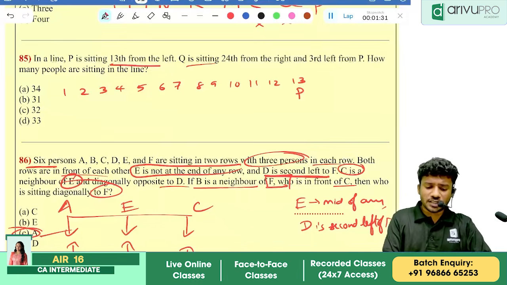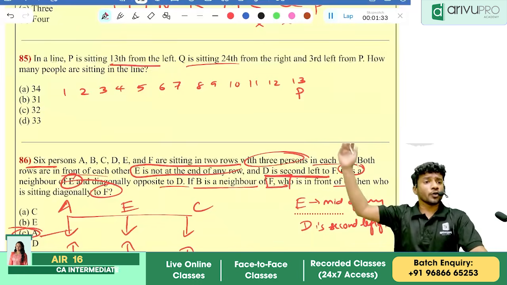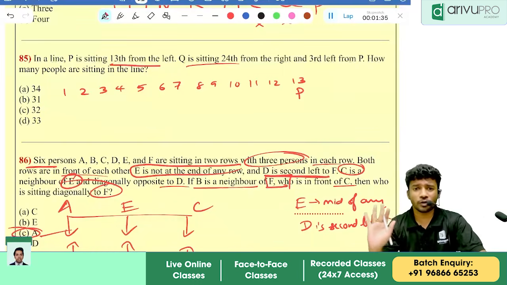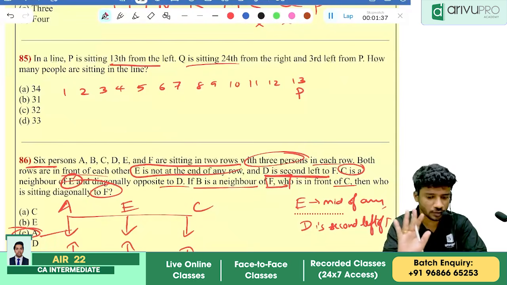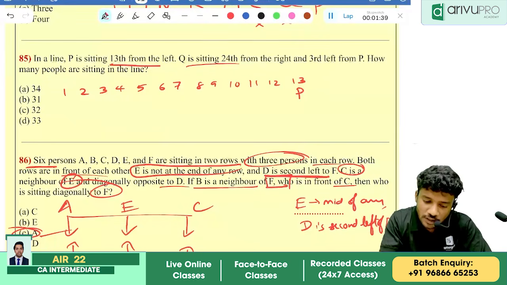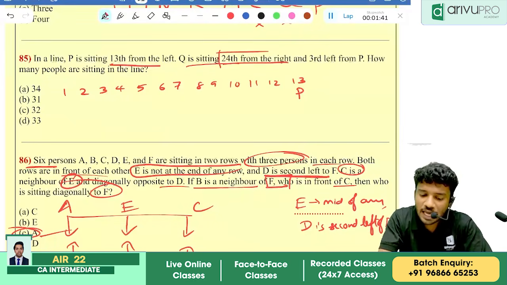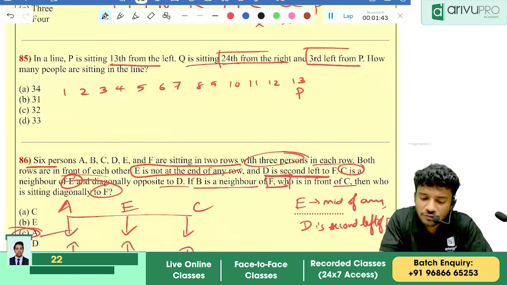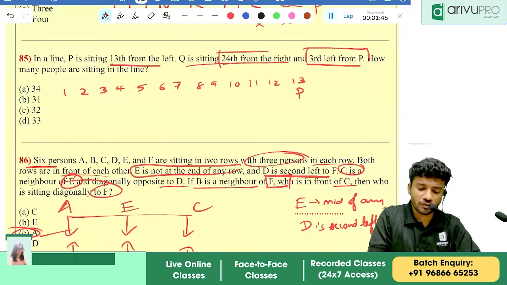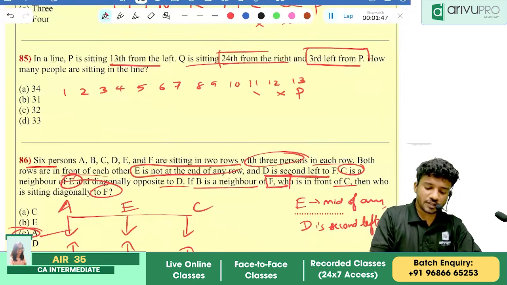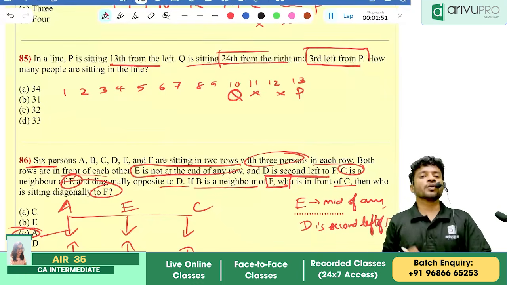Then Q is sitting 24th from the right. Do you know how many people are in the right? We don't know. So we will not start with respect to that. Then Q is sitting 24th from the right and third left from P. Third left from P means first left, second left, third left. Who is sitting there? Q is sitting here.